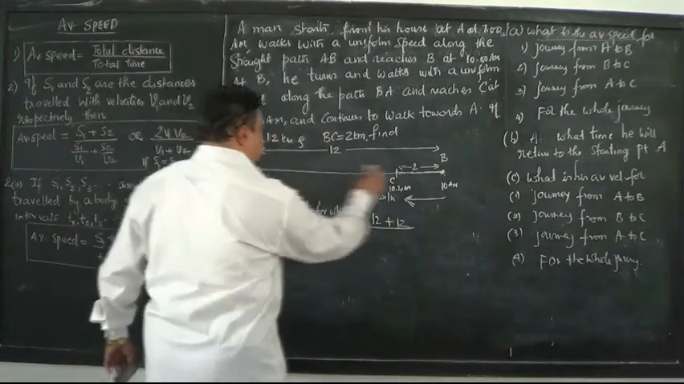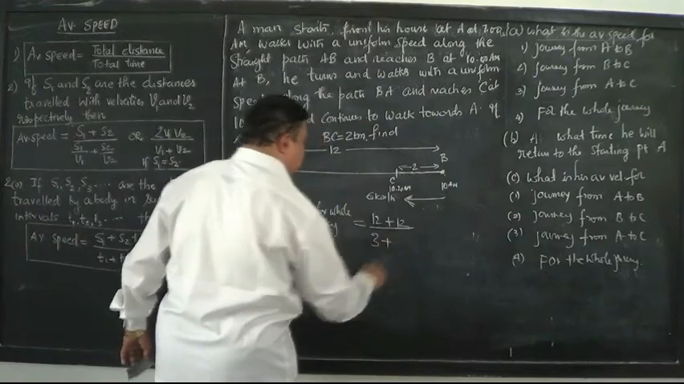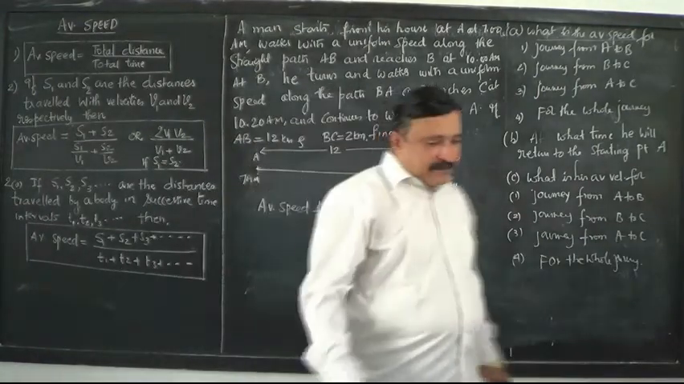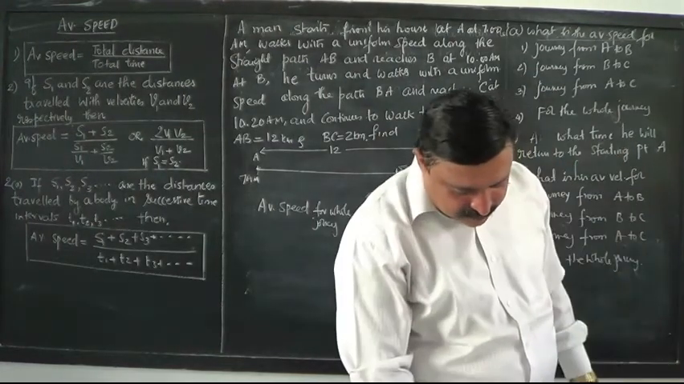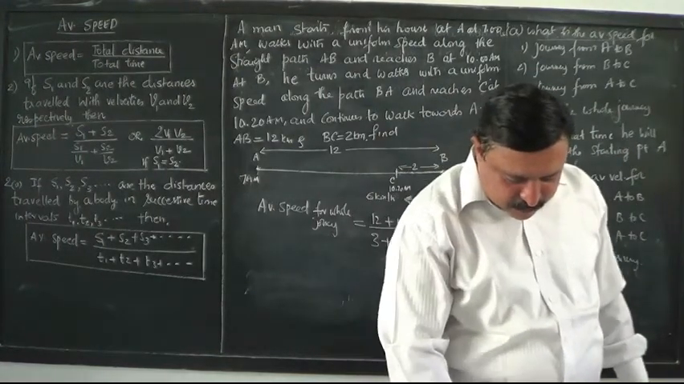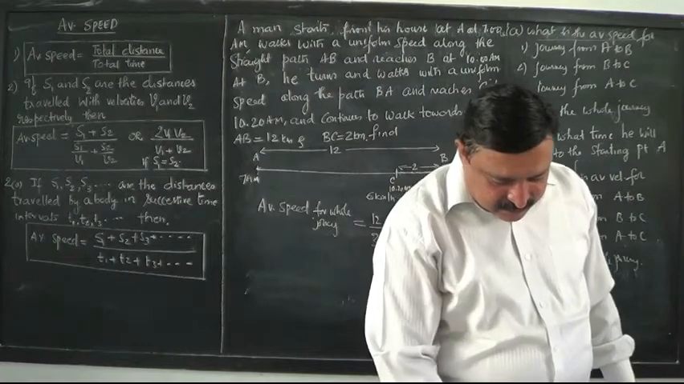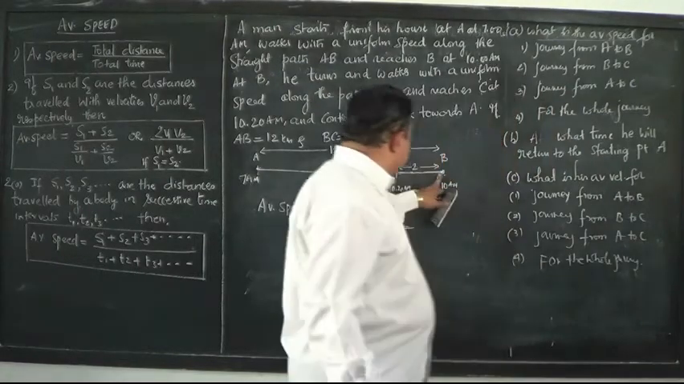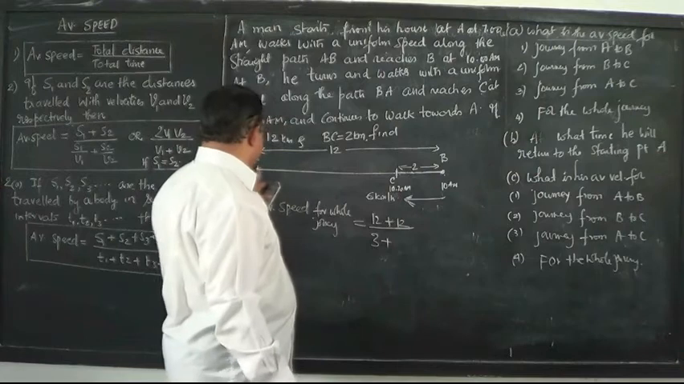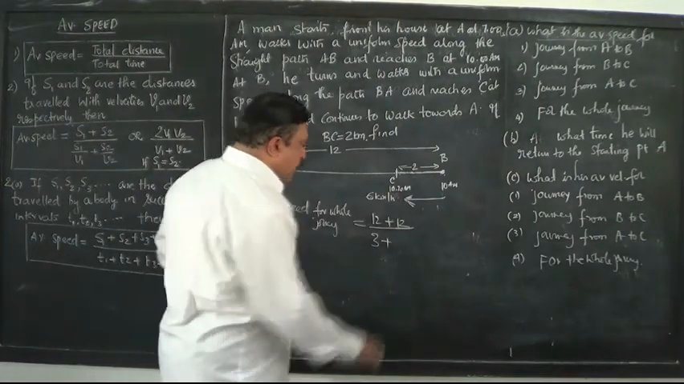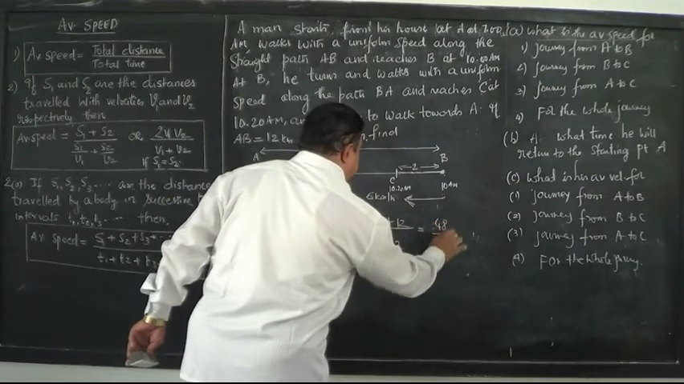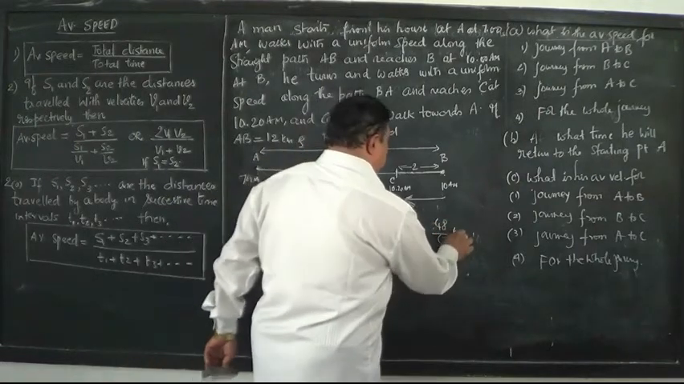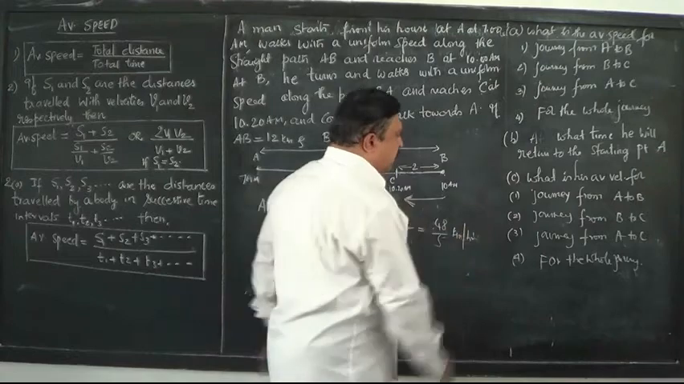A to B, he takes 3 hours. And B to C is how many hours? From here to here he has taken 20 minutes, and from C to A how much? We already calculated 2 hours. So 48 by 5 kilometers per hour. That's the average speed.